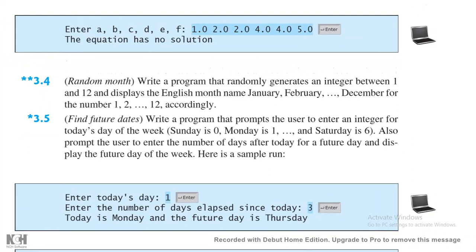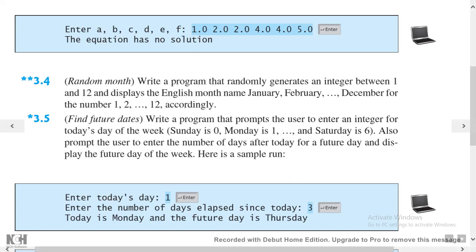We gotta write a program that prompts the user to enter an integer for today's day of the week. So 0 is Sunday, Monday is 1, and Saturday is 6. Also prompt the user to enter the number of days after today for a future day, and display the future day of the week.